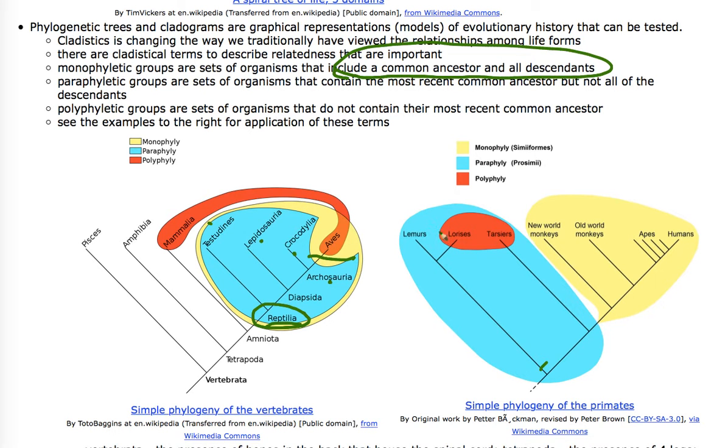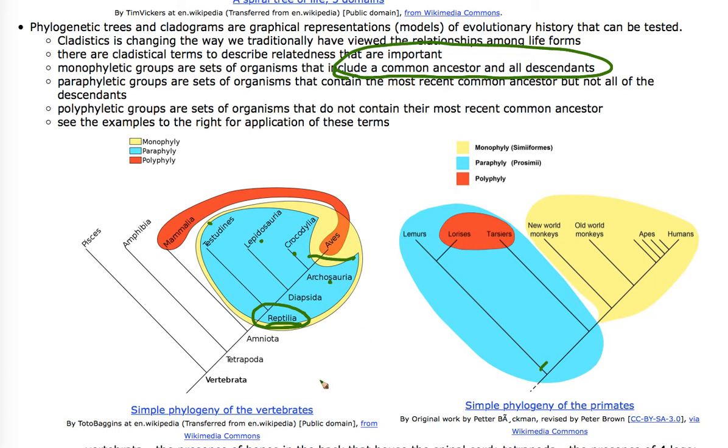Some people talk about the lorises and the tarsiers separately from the lemurs. As it turns out, they're all three the prosimians. They are alive on Madagascar, and they are related to each other pretty closely and not related to the other groups.